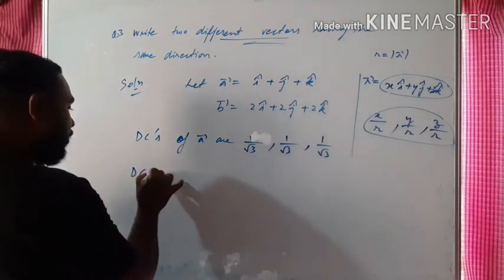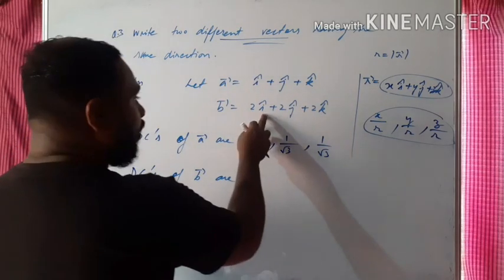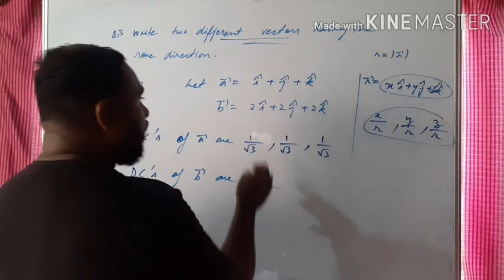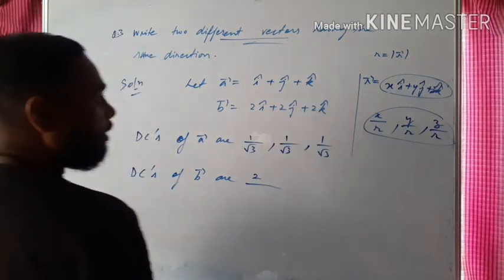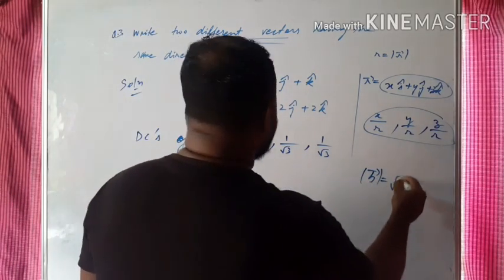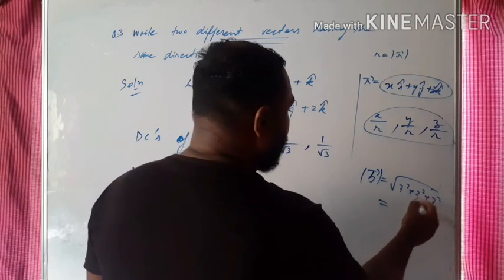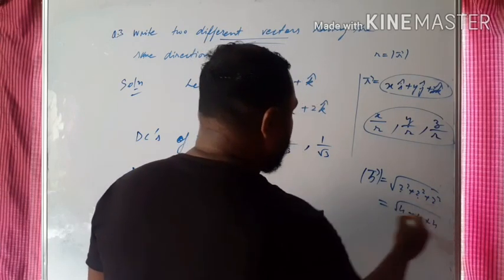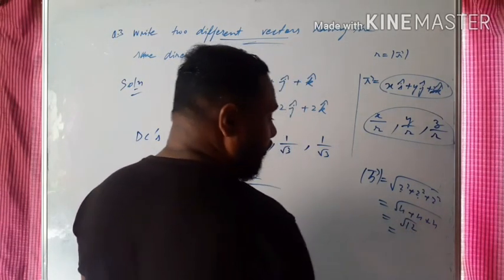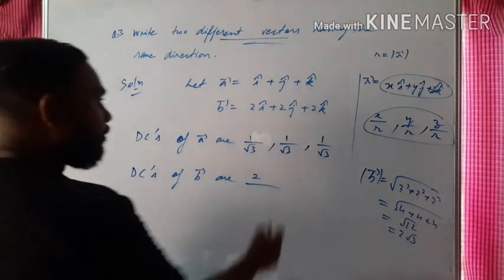Similarly, if I find the direction cosines of the b vector, along with i I have 2, and what will be the magnitude? If I find the magnitude of the b vector, it will be the root of 2 squared plus 2 squared plus 2 squared, isn't it? So 4 plus 4 plus 4, so it's 12, root 12, that is 2 root 3.